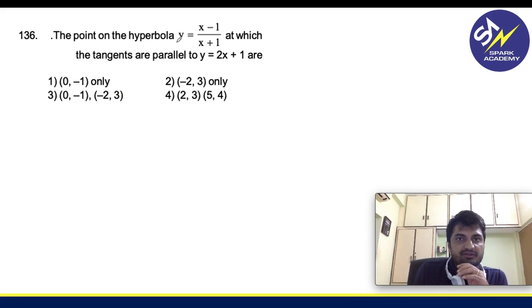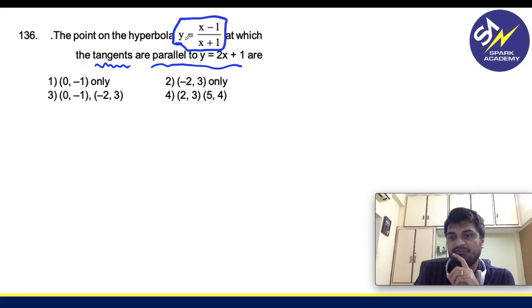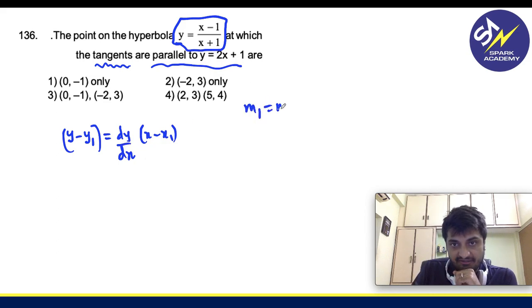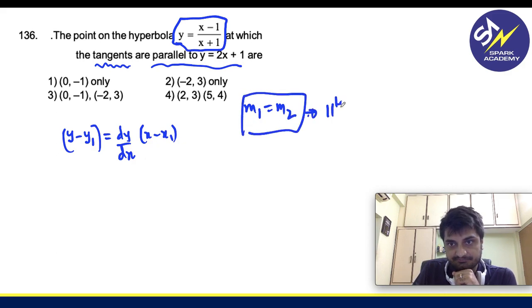Now observe this. A point on the hyperbola such that the tangents are parallel to this. So how do you find out tangent for this? So y minus y1 equals dy by dx into x minus x1. Any curve. Here this curve is a hyperbola, he's saying. Parallel means what? The slopes should be equal, right? m1 should be equal to m2. This is your parallel condition.